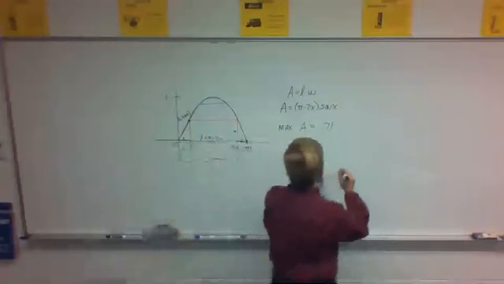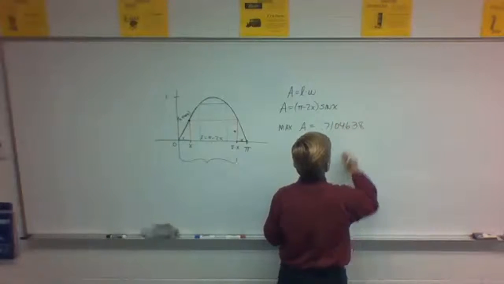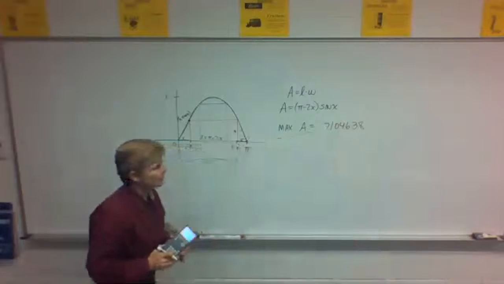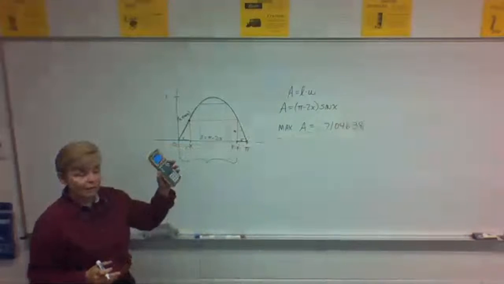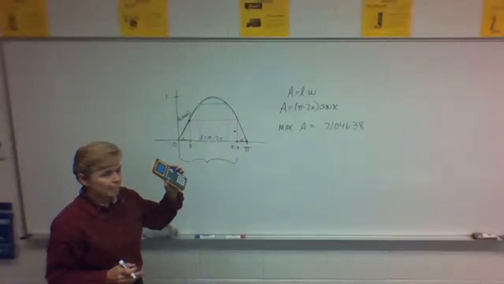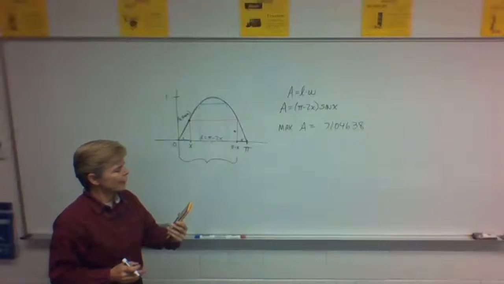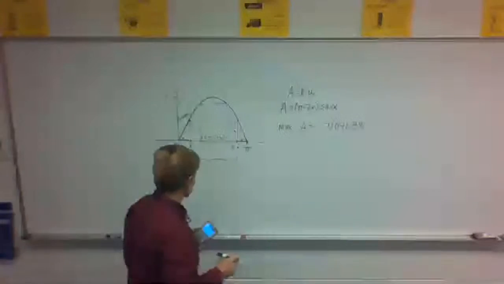I'm gonna write a few more decimals. That's our maximum area. Do you agree? That's the y value of this maximum? Why are there 5 different decimals? I have 4654. Oh, that was the x value. That's the x value.